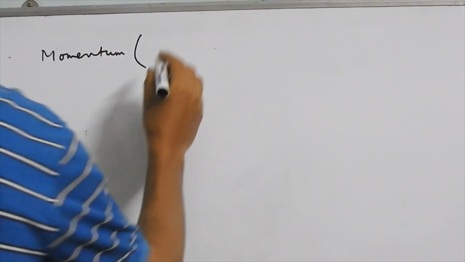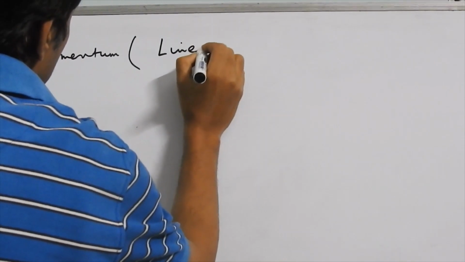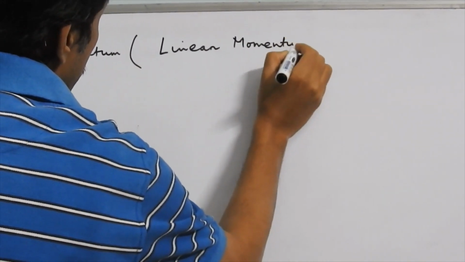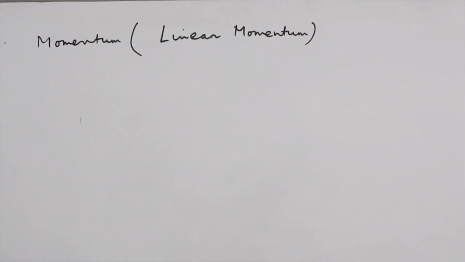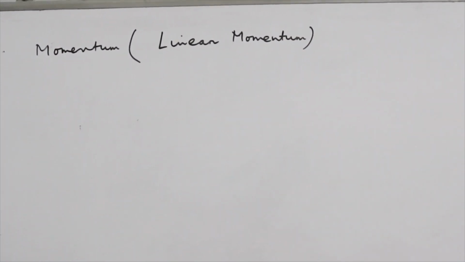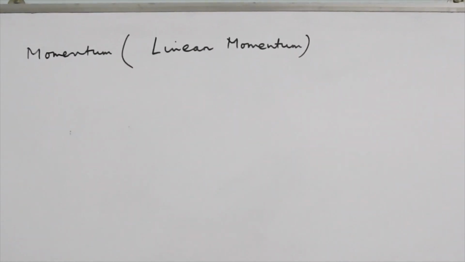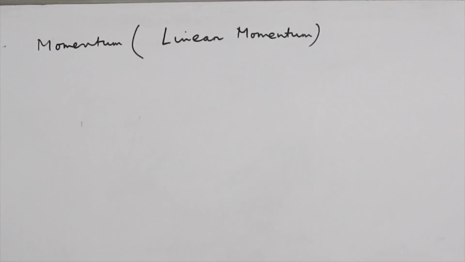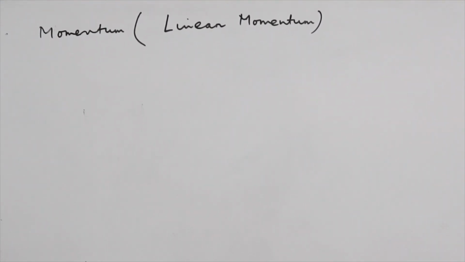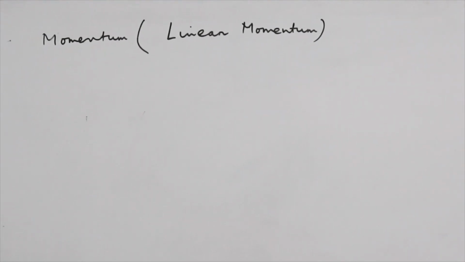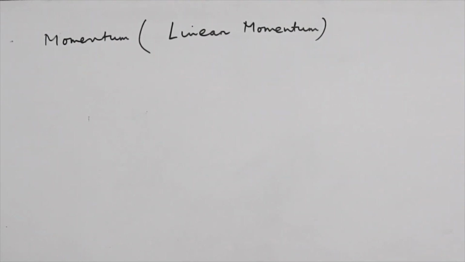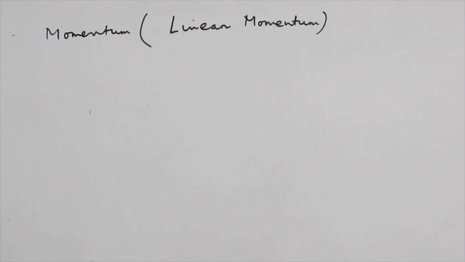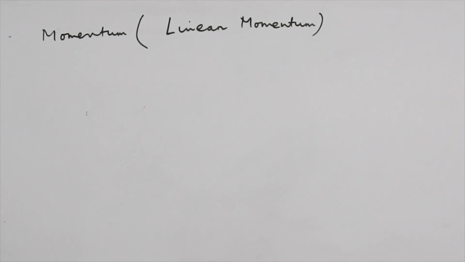To be precise, we will discuss linear momentum, the momentum acquired by a body when it is moving along a straight line. Now, before understanding what momentum is, from our common experience, we definitely note that if two bodies of different masses are moving with the same velocity and they are brought to rest in the same time, the force needed to stop the heavier body is definitely more than the force needed to stop the lighter body.